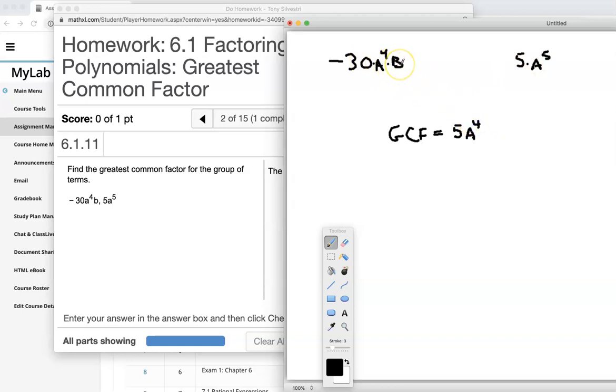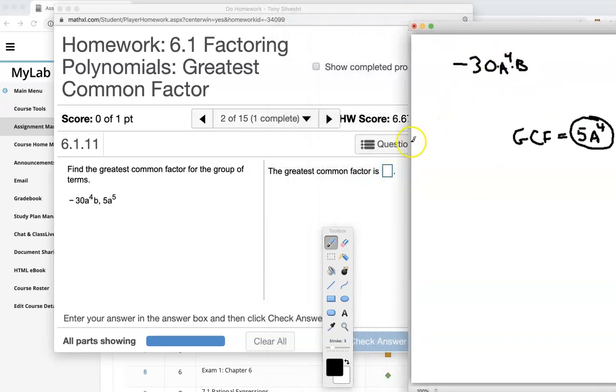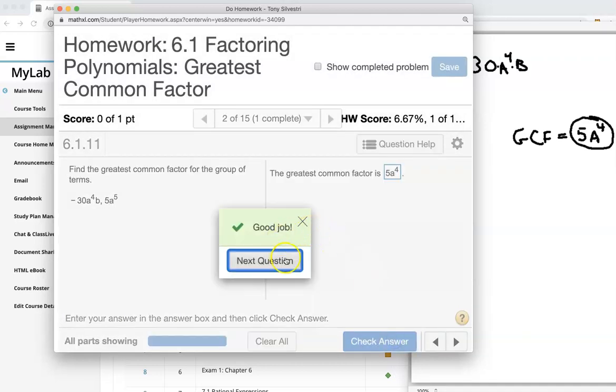I see another factor, b. Is b common? I don't see a b over here, so don't list it. There's your answer right there. So I'm going to see if that's right. Let's move this over to the side. I'm going to type in 5a to the 4th power. Check my answer, and that should be good to go.